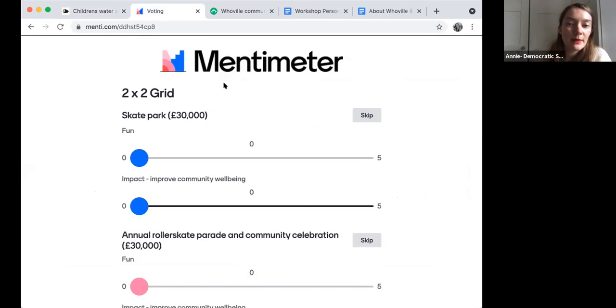So this is Mentimeter. I can see most of you have used it before. This can be used in online events. It's quite similar to Slido, which we've used in the idea generation, so you can just do a quick vote in an event. I'll share the link with you in the chat.